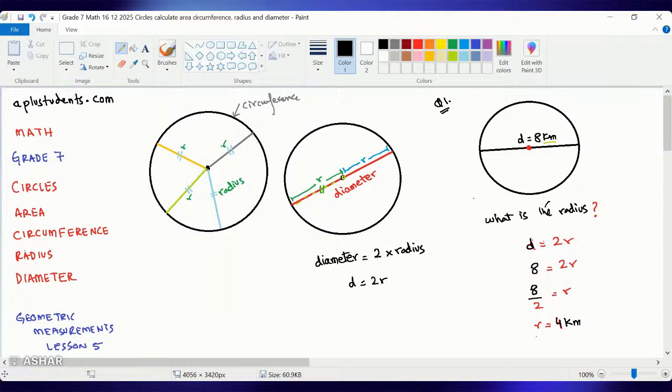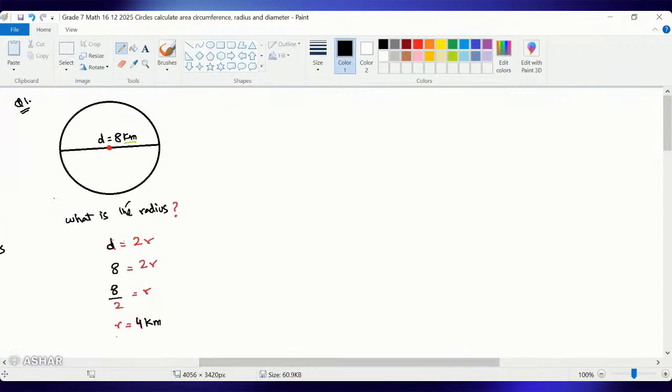Okay, let's try one more question. Let's look at another question. In the next question, we are given the radius. The question says the radius of a circle is 2 meters. Find the diameter of the circle.